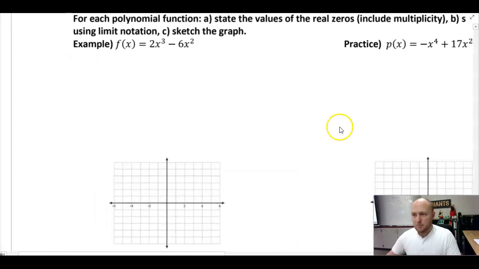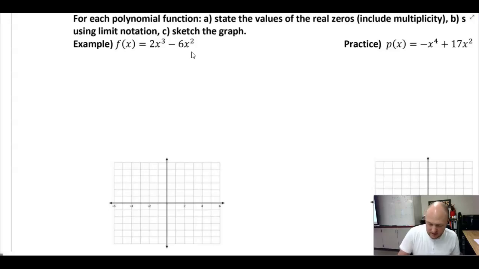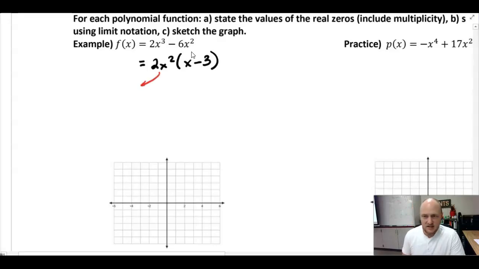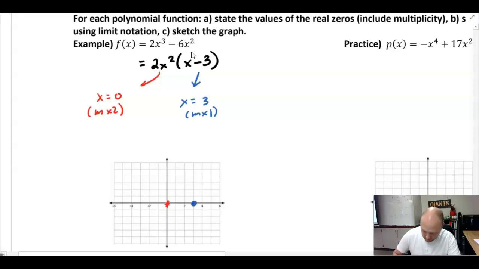All right, last example that I have for you is going back to standard form. Remember, when you have a standard form polynomial function, we need to factor. So I'm going to take out a GCF of 2x squared, leaving behind x minus 3. Our zeros from this: the x squared gives x equals 0, and because it's squared, I have multiplicity 2. Then x minus 3 gives me x equals 3, multiplicity 1.